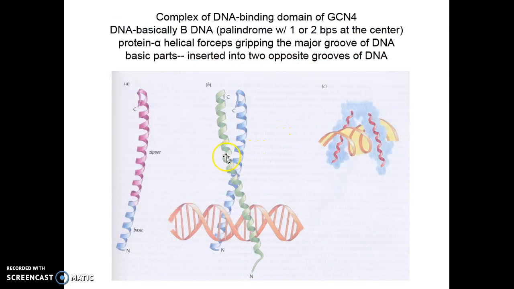The structure is very simple. Each monomer of GCN4 domain forms a smoothly curved continuous alpha helix comprising both the basic and the leucine zipper regions. Monomers are held together in a dimer in the zipper region. They diverge from each other in basic regions, which are bound to the DNA in the major groove on the opposite side of the basically unchanged B DNA. It's like a helical forceps gripping DNA.